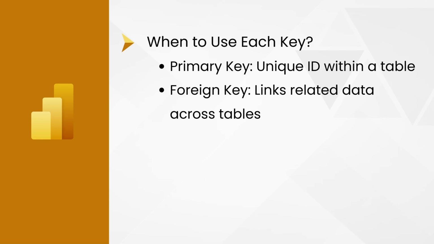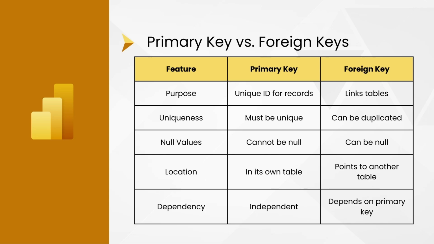Now let's discuss when to use each key. Primary keys are used when you need to uniquely identify each row within a single table. They are essential for data organization and avoiding duplicates. Foreign keys, on the other hand, are used to create relationships between tables. This is mainly useful in relational databases and Power BI, where you want to link related data from different tables to get a complete view of your data. Now, let's summarize the differences between primary and foreign keys to clarify their unique roles.